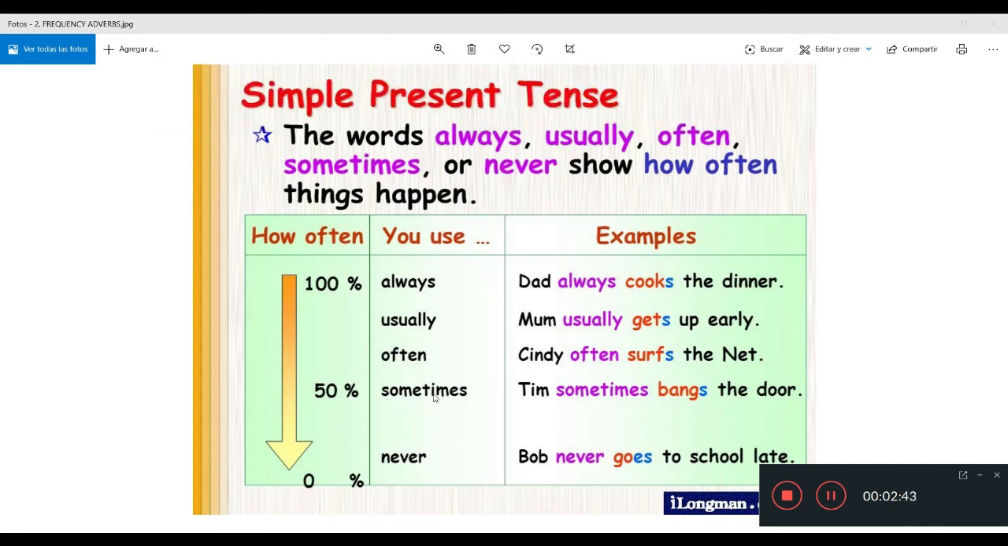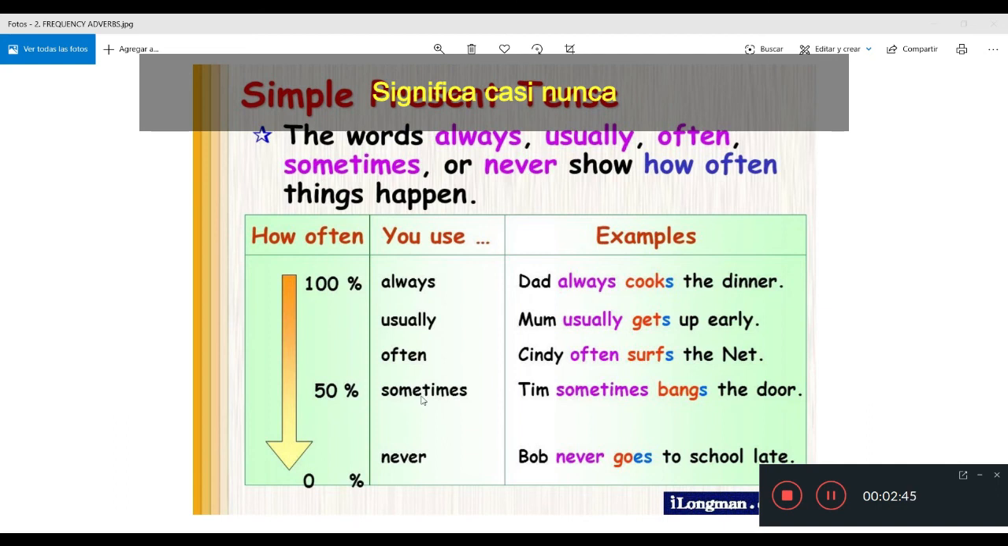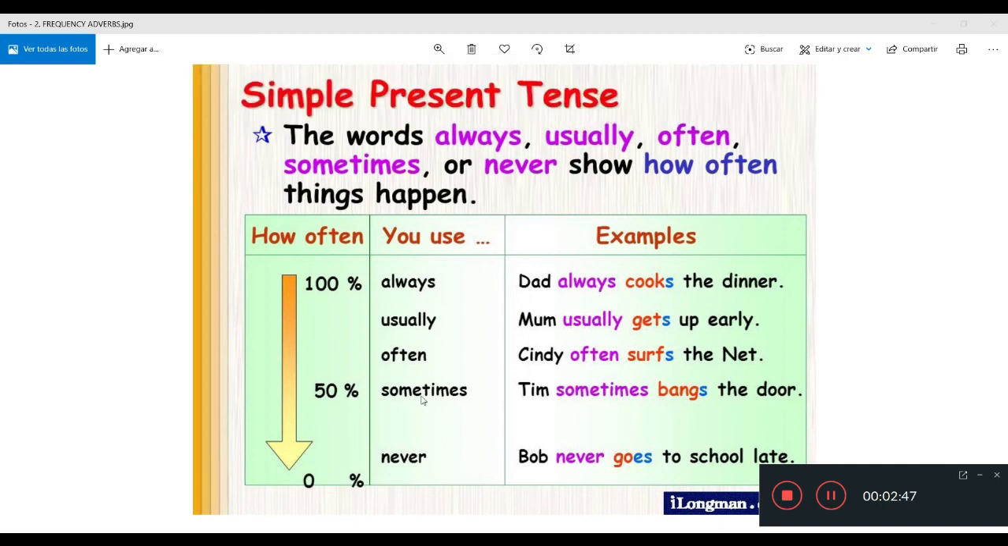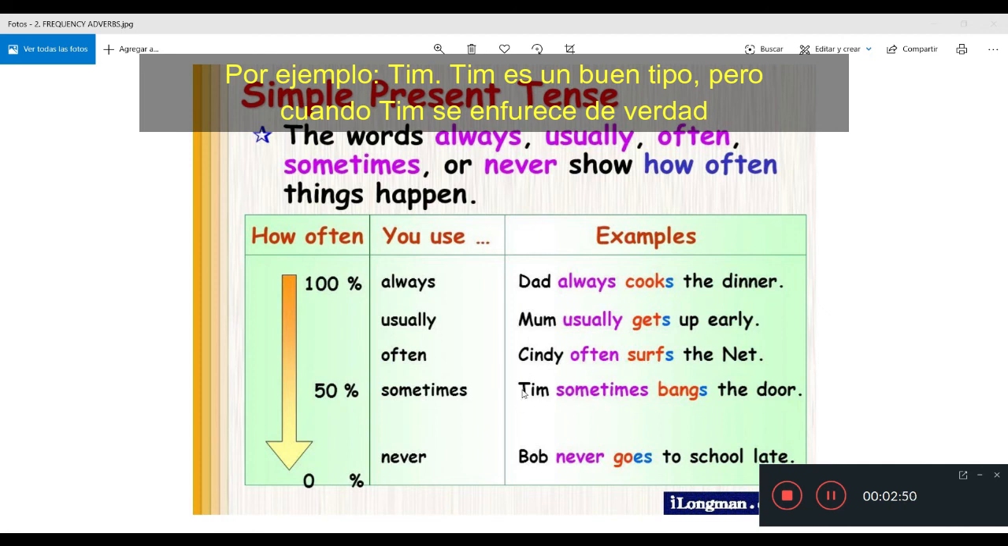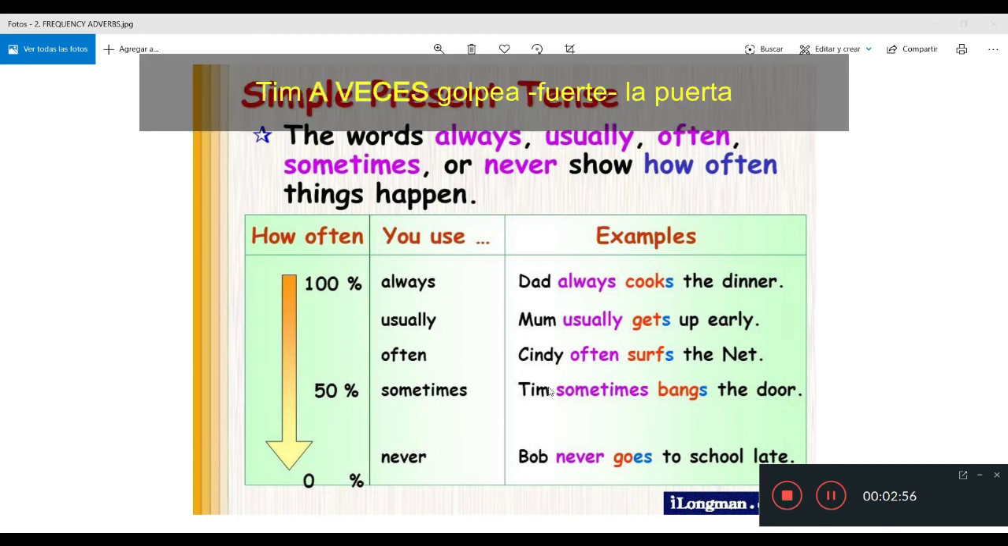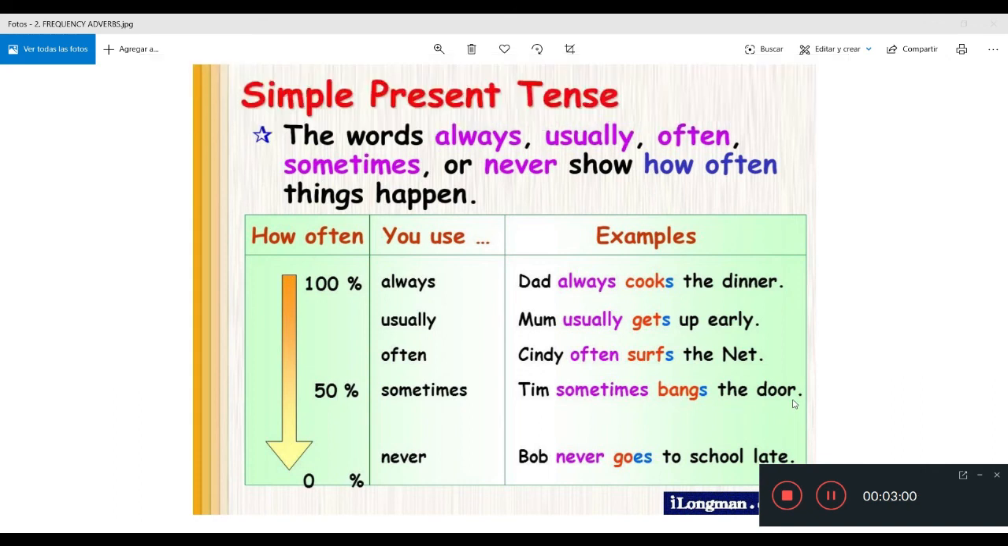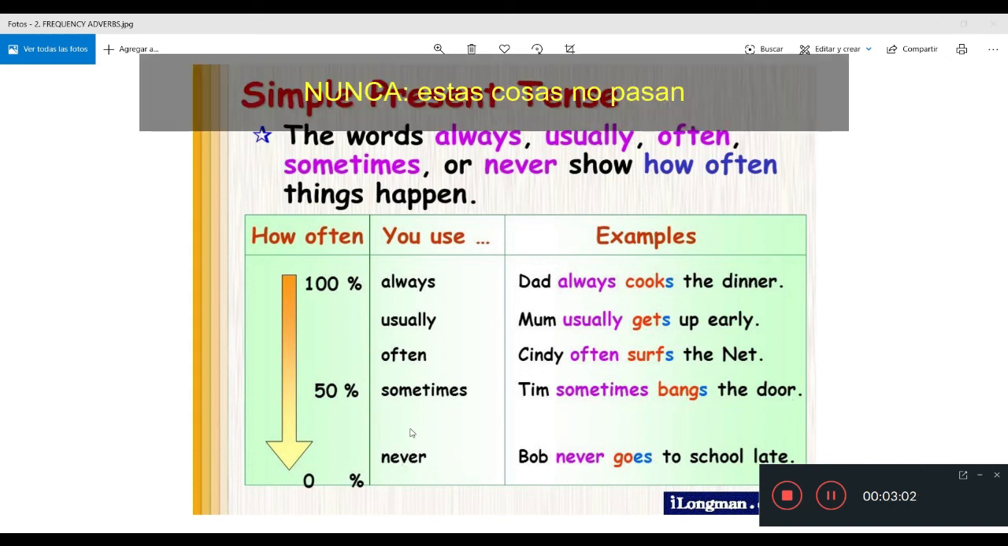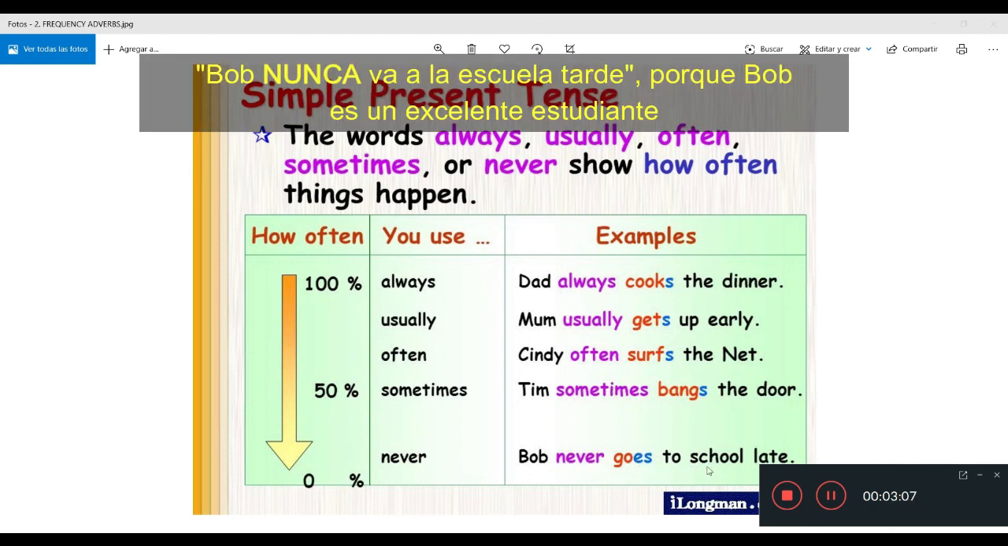Sometimes means almost never. For example, Tim. Tim is a nice guy, but when Tim gets really mad, Tim sometimes bangs the door. Never. These things don't happen. Bob never goes to school late because Bob is an excellent student.